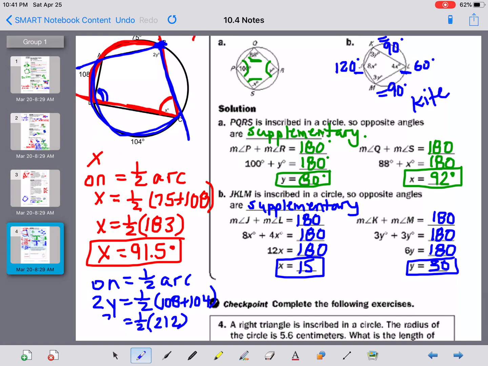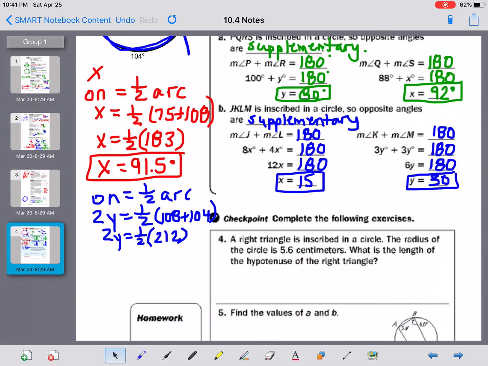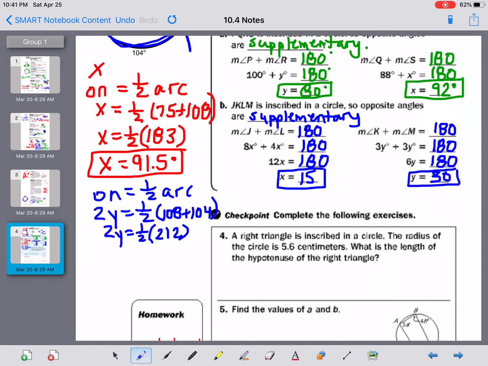All right, so I've got some math to do here. Half of 212 is 106. And I still need to get y by itself, so I need to divide by 2 again, and y equals 53. So just be careful when you're finding half of an arc. Make sure you find the full arc.